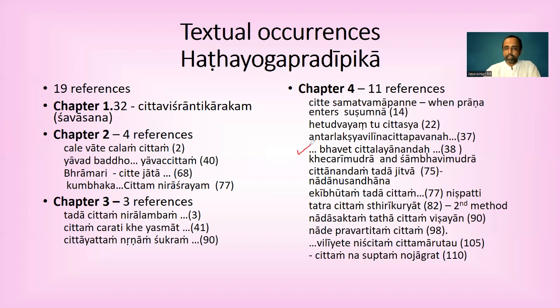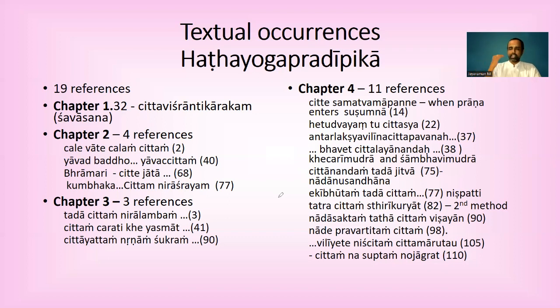So Atmarama affirms that in verse 38. And then, chittanandam tada jitva sahajananda sambhavaha. The bliss in the mind is experienced by nadānusandhāna. Even that has to be transcended. In the practice of nadānusandhāna, the mind becomes blissful and happy. Should we stay with that? No. That should also be transcended if one wants to reach the state of samadhi. That is indicated here. And then, eki bhutam tada chittam.